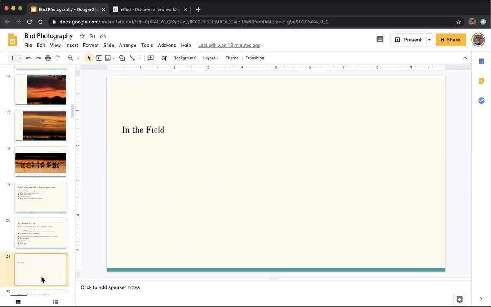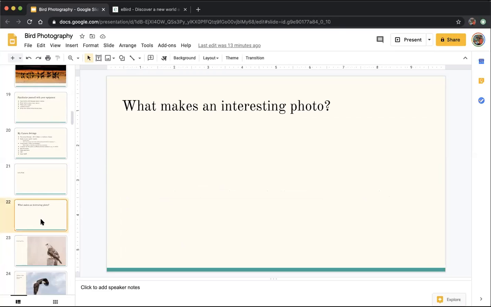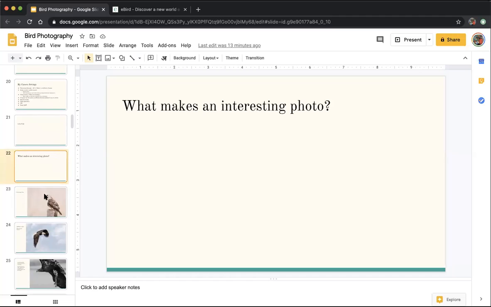Okay. So now I'm changing the format of how I do things. Let's see how this works. Let's just go through. So what makes an interesting photo?